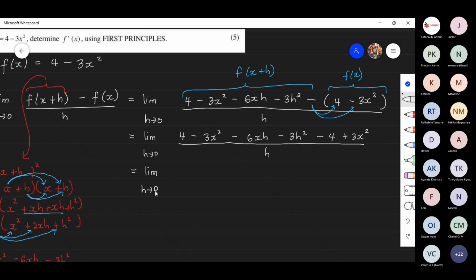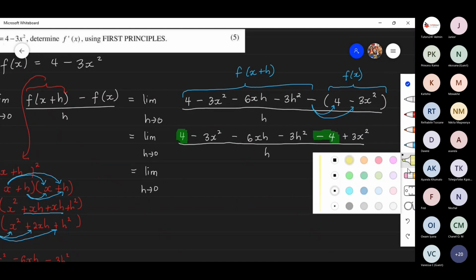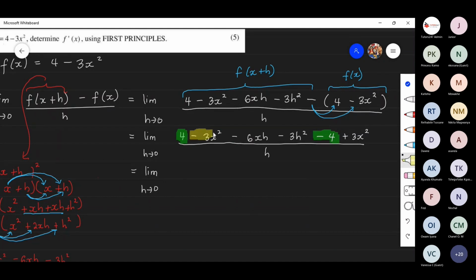Now all we need to do is add up like terms. So we can see that we have positive 4 and negative 4. So positive 4 minus 4 gives us 0. Then we have negative 3x squared and positive 3x squared, and that is also going to give us 0. So what we will be left with is negative 6hx minus 3h squared all over h.